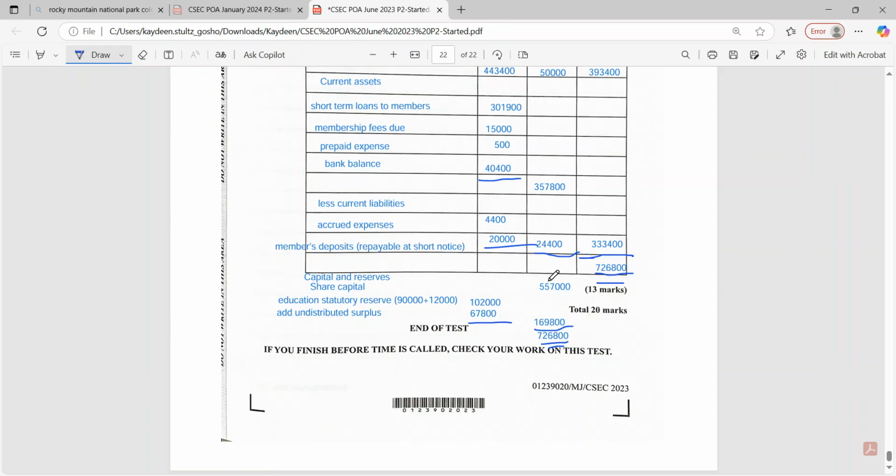Now 169,800 plus 557,000 will give us 726,800, and that balances our balance sheet, right? So that means that we're correct.